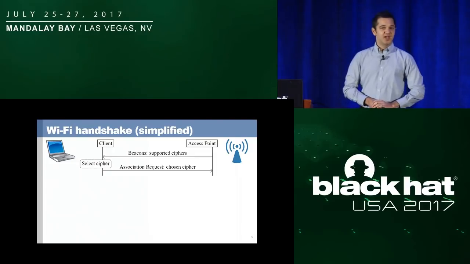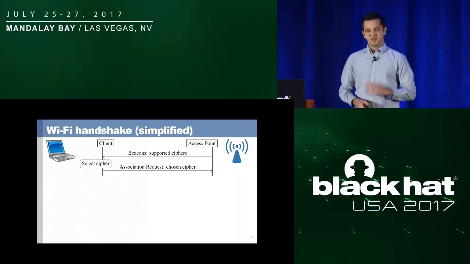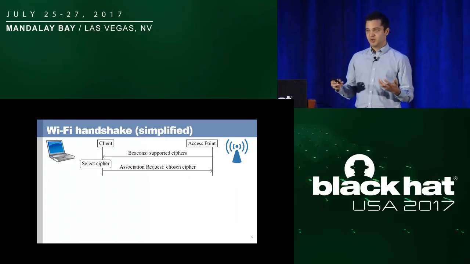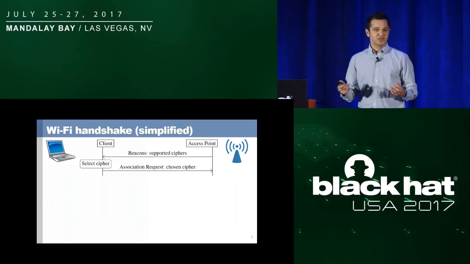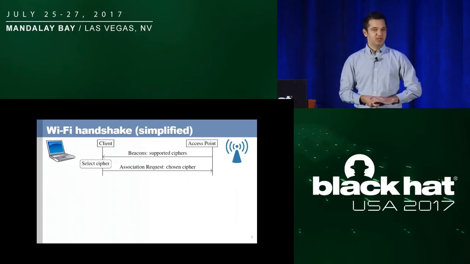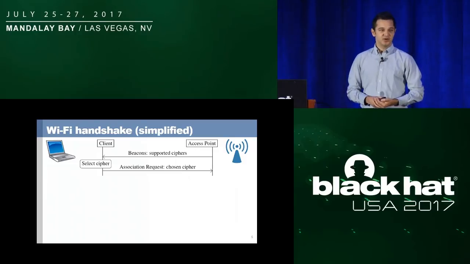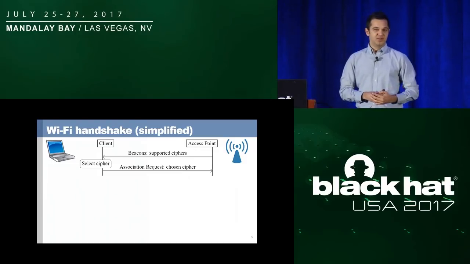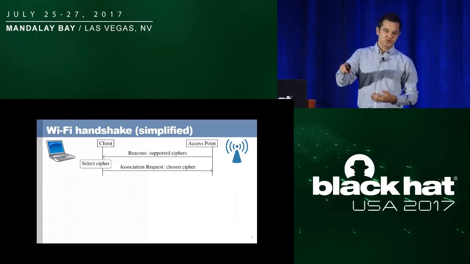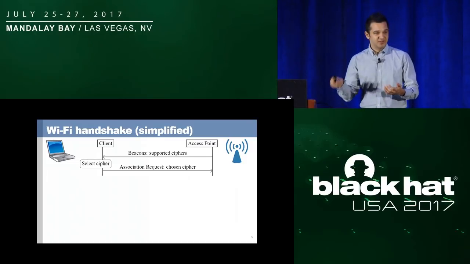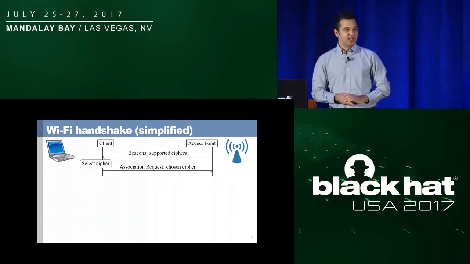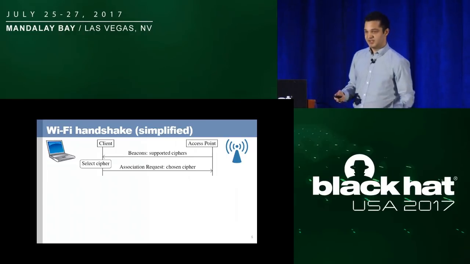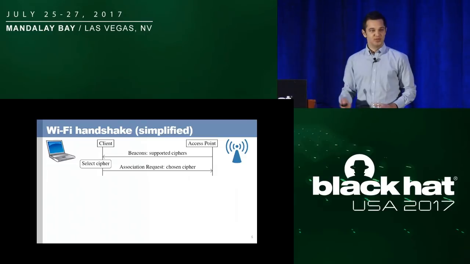Okay, so how does the Wi-Fi handshake actually work? In the first stage of the handshake, we are basically going to discover nearby networks. This is traditionally done by the access point, which constantly transmits beacons that announce the presence of a network. The client monitors for these beacons, and when it has found a network it wants to join, it will decide which cipher it wants to use, and then it will send an association request to the access point, basically saying, hey, I want to connect to this access point.